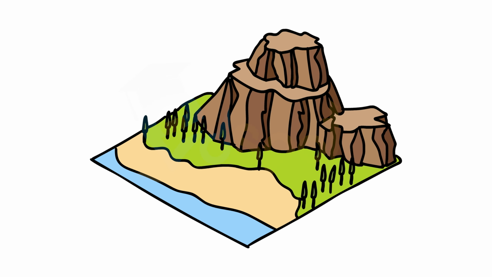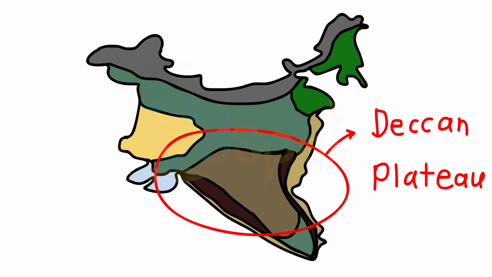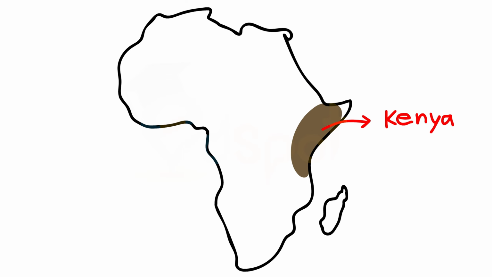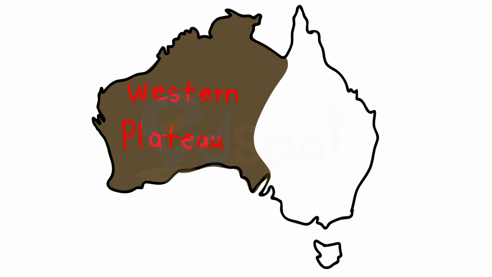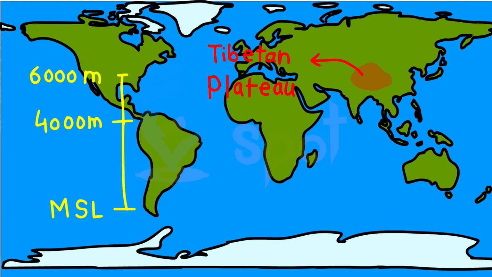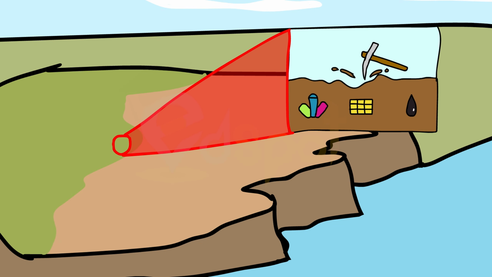Plateaus, like mountains, may be young or old. The Deccan Plateau in India is one of the oldest plateaus. The East African Plateau in Kenya, Tanzania, and Uganda, and the Western Plateau of Australia are other examples. The Tibetan Plateau is the highest plateau in the world with a height of 4,000 to 6,000 meters above the mean sea level. Plateaus are very useful because they are rich in mineral deposits.